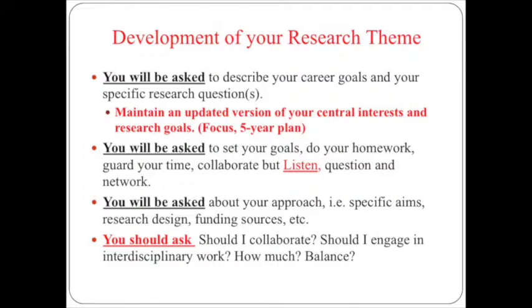In development of a theme, you will be asked. And who is going to ask you these questions? The reviewers you talked about this morning are going to ask you those questions. Your chair is going to ask you those questions for promotion and tenure. The funding agency is going to ask you those questions for sure, whether it's the Department of Defense or whether it's the VA or whether it's NIH or whether it's NSF. They're going to ask you these questions. Describe your career goals and your specific research questions. A grant application is a subset of your general theme of research.